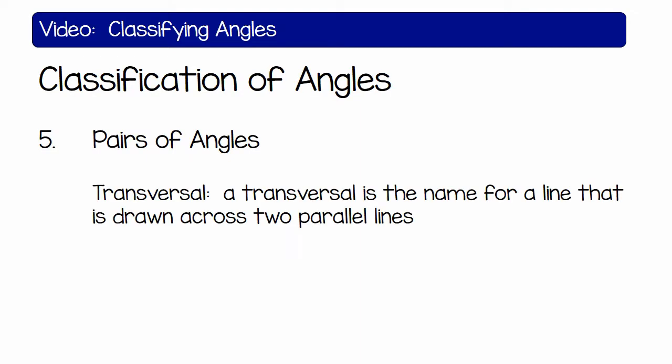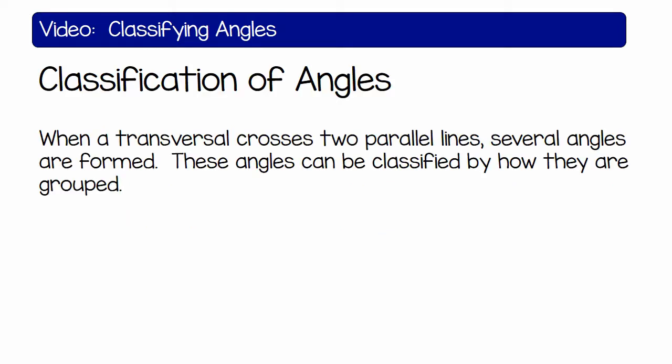And now, we need to look at what a transversal is. A transversal is the name for the line that is drawn across two parallel lines. The blue are our two parallel lines. The transversal is shown in green. When a transversal crosses two parallel lines, several angles are formed. These angles can be classified by how they are grouped.